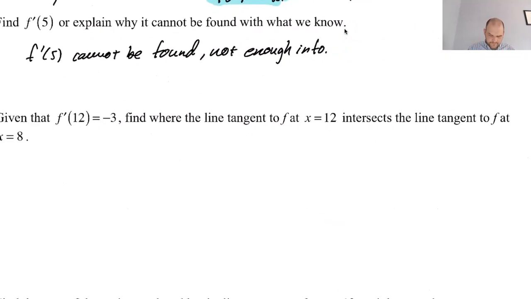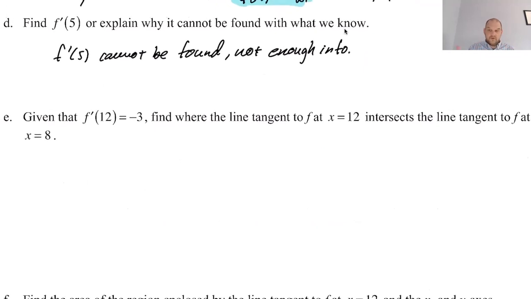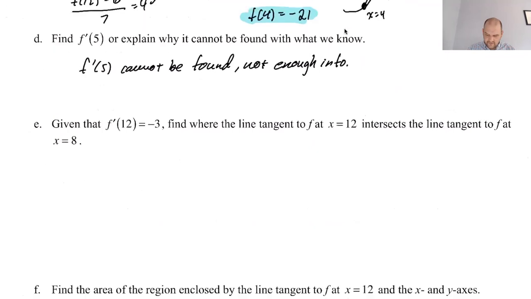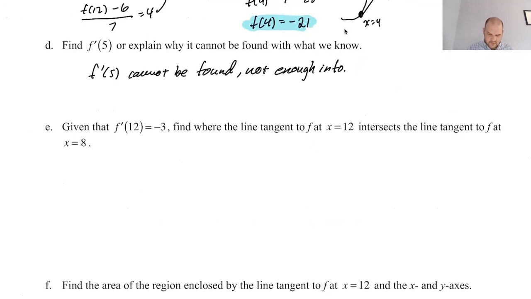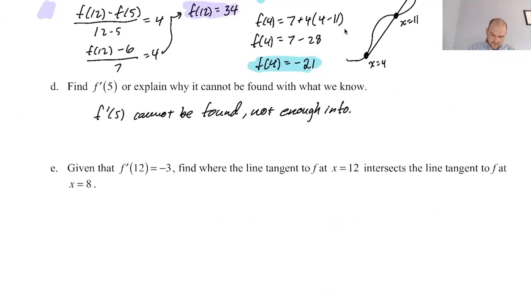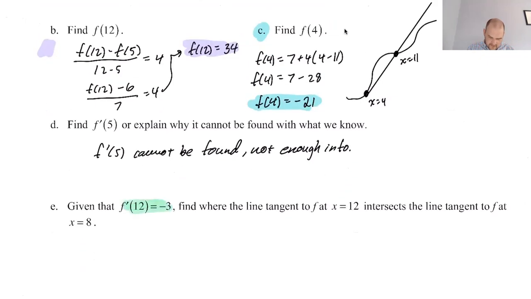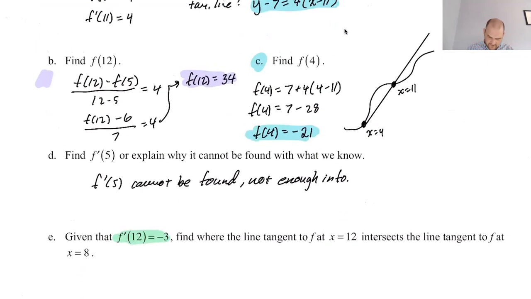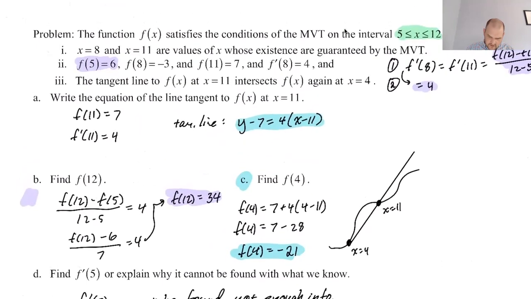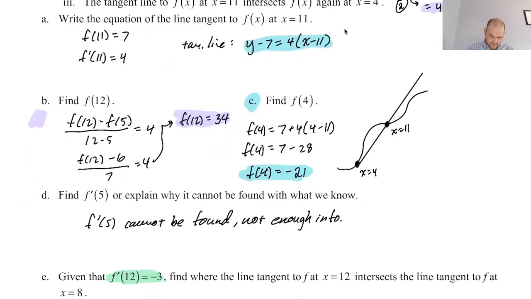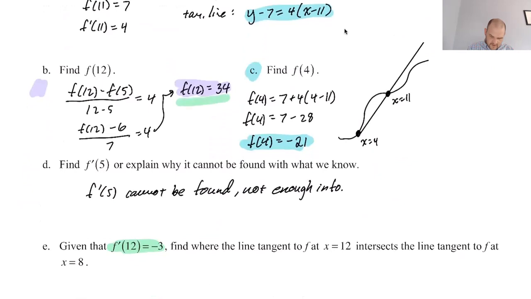So let's see. Given that f prime of 12 equals negative 3, find where the line tangent to f of x at 12 intersects the line tangent to f of x at 8. Okay, so what do we know here? All right, we know this. And then do we know f of 12? Oh, f of 12 we solved for. So f of 12 is 34.